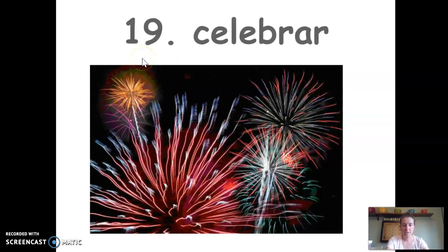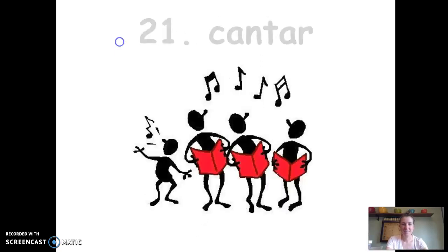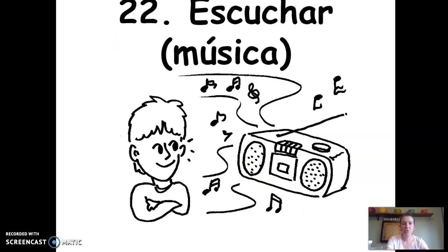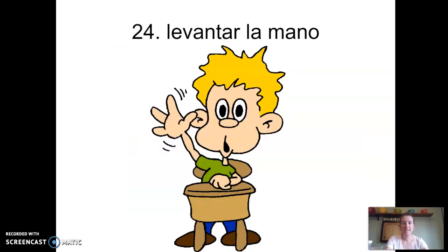Invitar is to invite. Celebrar, to celebrate. So cognates, couple cognates in a row here. Bailar, to dance. Cantar, to sing. Escuchar, to listen. So you could listen to music. Escuchar música. Prestar atención, another cognate, to pay attention. Levantar la mano is to raise your hand.